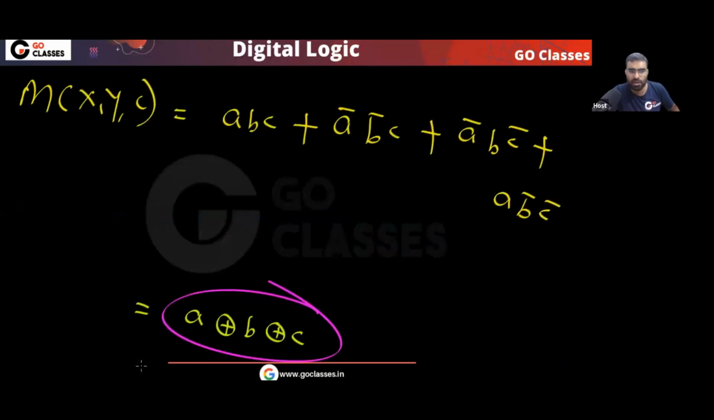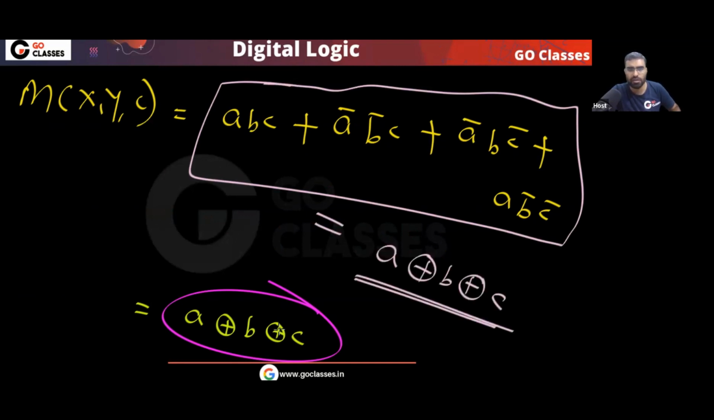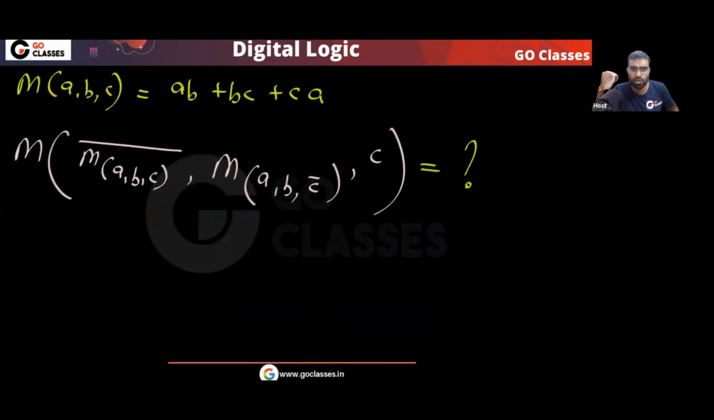So finally, this is what I'm saying. This equation that is given to you is the same as A XOR B XOR C. Okay, is this clear? Please tell me. So in this question, the equation given to you is A XOR B XOR C.